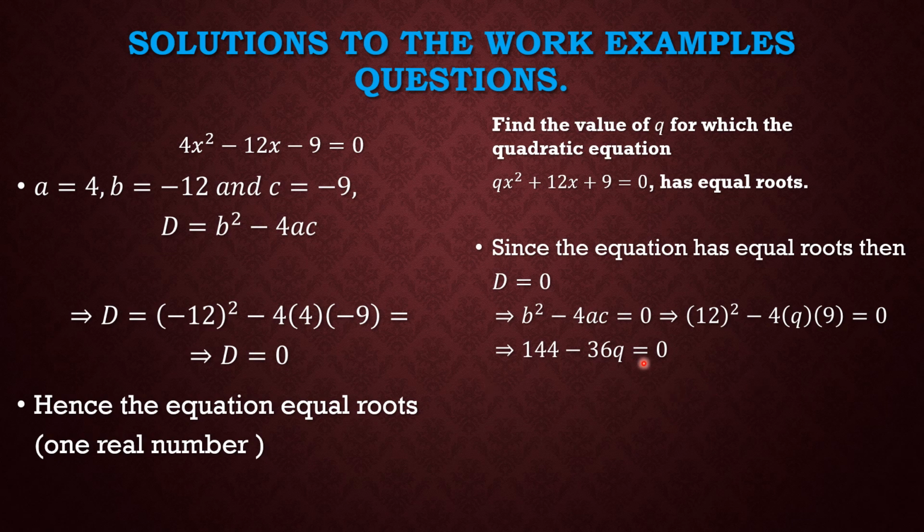When we do that, we are going to end up with 144 minus 36k equal to 0. Then we make k the subject. So 36k equal to 144. And k is equal to 144 divided by 36, which is equal to 4. It means that the moment k becomes 4, this expression will produce an equal root.